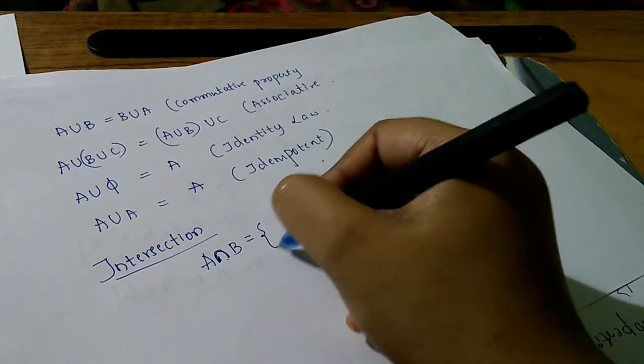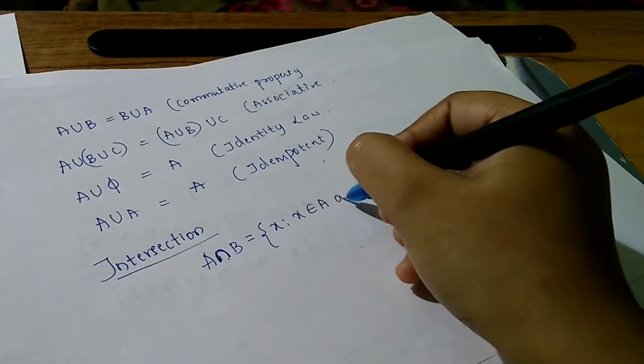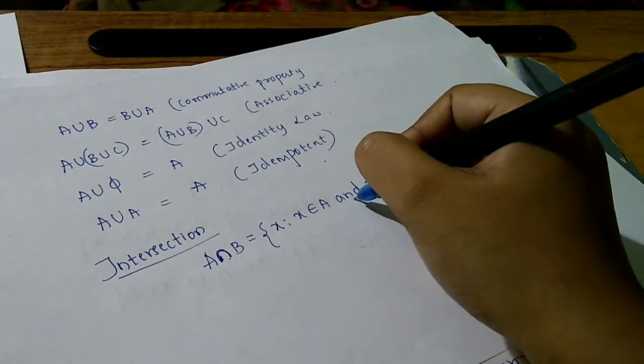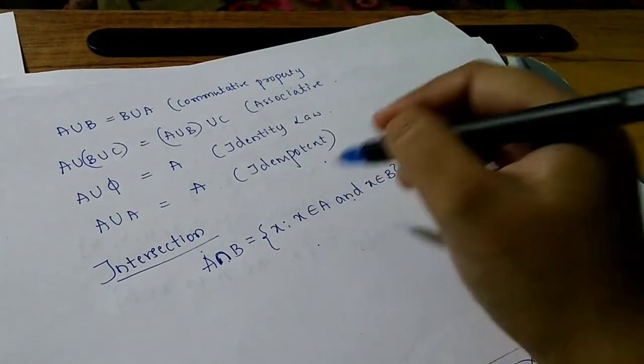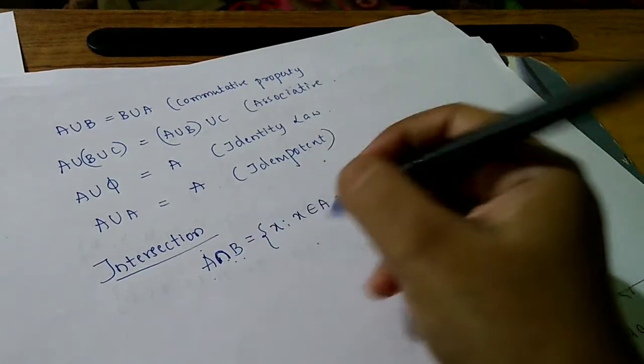A intersection B is equal to X such that X belongs to A and X belongs to B. X belongs to A and X belongs to B means what? The common element between A and B.